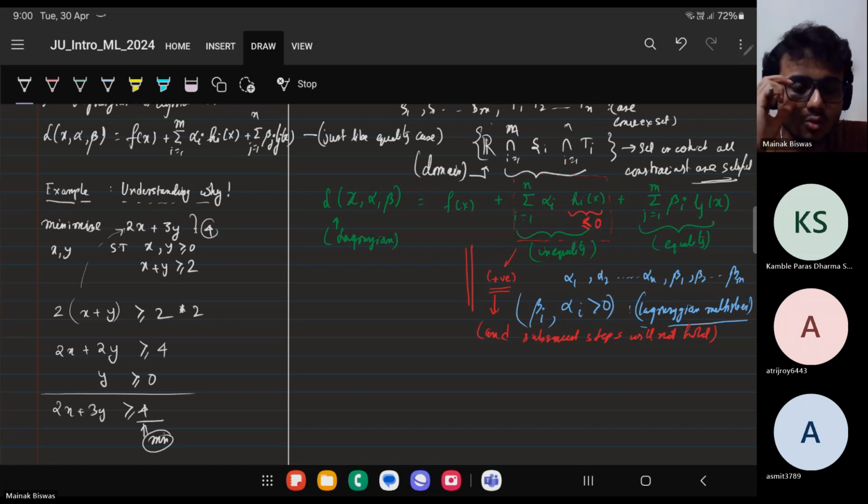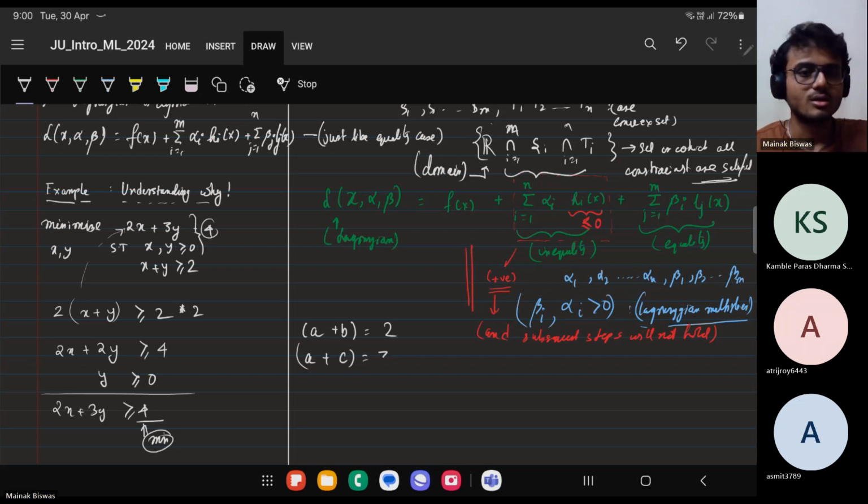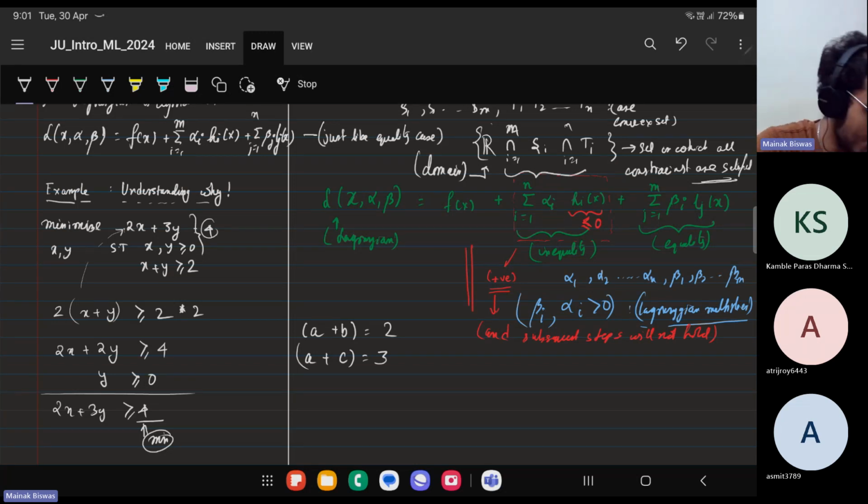But for the constraints we are using, we don't require all these combinations or permutations. For example, there's a simple way using linear programming to solve this. That is, you take a plus b equal to 2, and then you take a plus c equal to 3. There's a reason I'm doing it: I want to separate out the constraints. You'll see how this separates out. A generalized form.